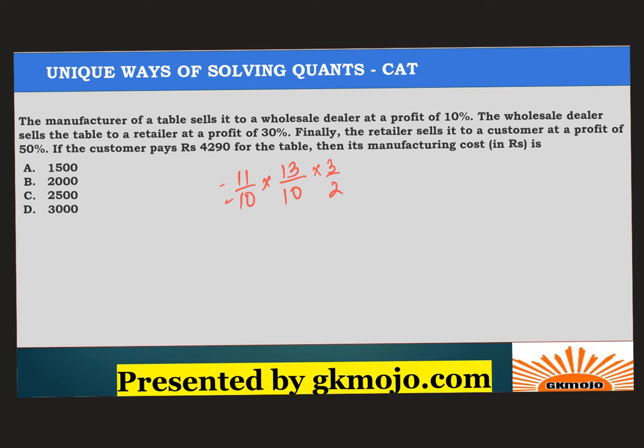Just look at this calculation first, don't get into any other thing. 11 by 10 into 13 by 10 into 3 by 2, what is it? It becomes 429 upon 200. So what this means is, if the cost is 200, the customer pays 429 rupees. The customer has paid 4290, so add a zero here, which means a zero gets added here too. They asked what the manufacturing cost is, so the manufacturing cost is 2000, and that is your correct answer.